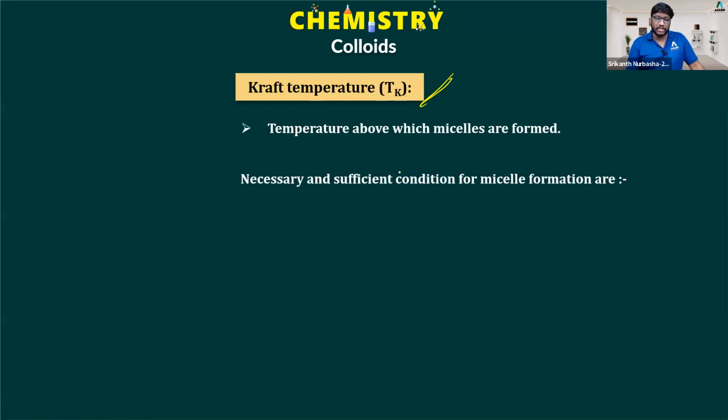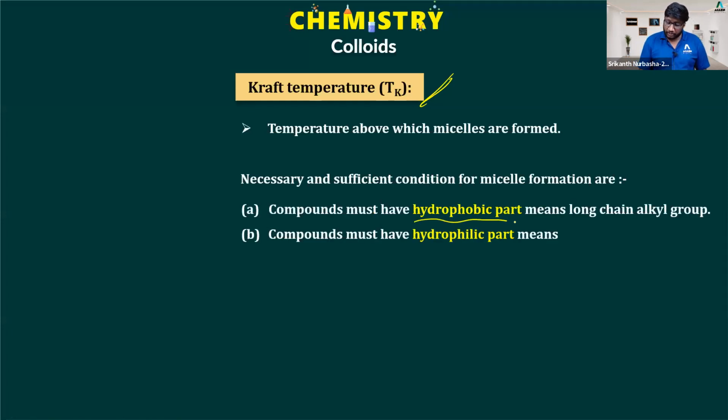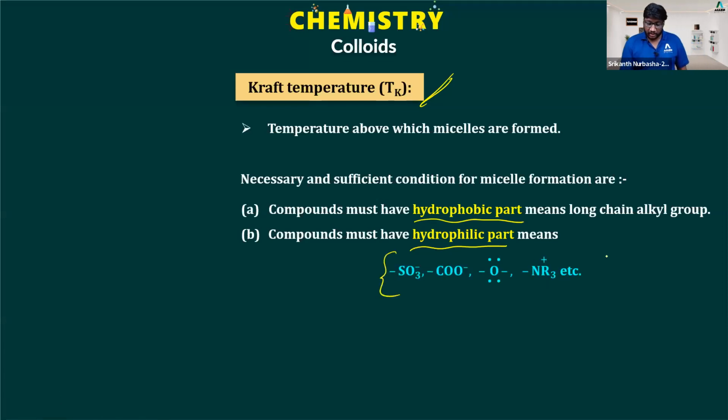Necessary and sufficient conditions for micelle formation. What are the necessary conditions? In the same molecule, we should have a hydrophobic part and a hydrophilic part. That is a necessary condition. Compounds must have a hydrophobic part, meaning a long chain alkyl group. Compounds must have a hydrophilic part. Hydrophilic means polar groups like COO minus. Some molecules have NR3 plus, like that. All these hydrophilic groups should also be there. Compounds must have a hydrophobic part as well as a hydrophilic part.